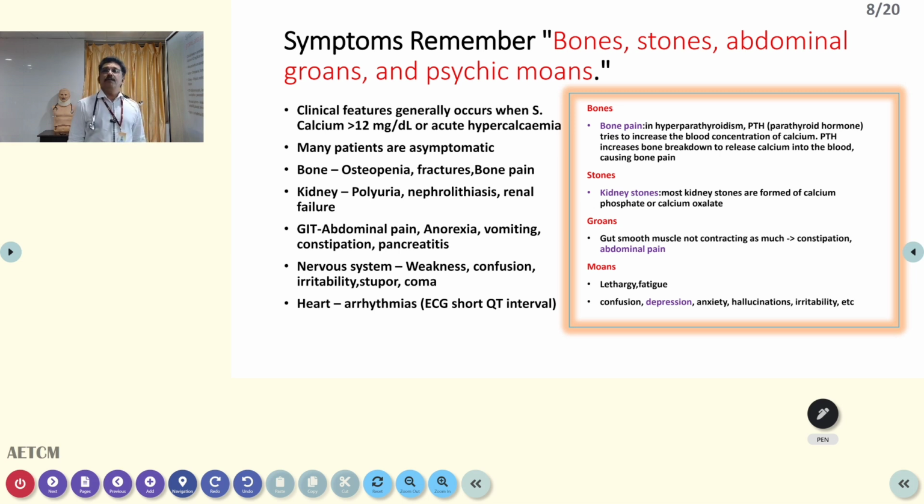Bone pain is the main important thing. It is mostly seen in parathyroid-induced hypercalcemia, and even in malignancy, multiple metastases, bone fractures, all these things are also seen in bones. Stones means kidney stones. Most kidney stones are formed by calcium phosphate and calcium oxalate.